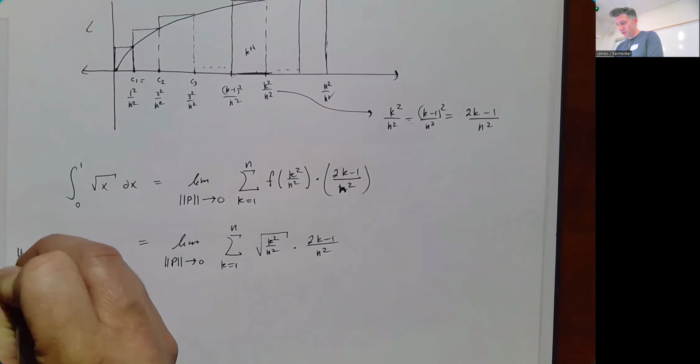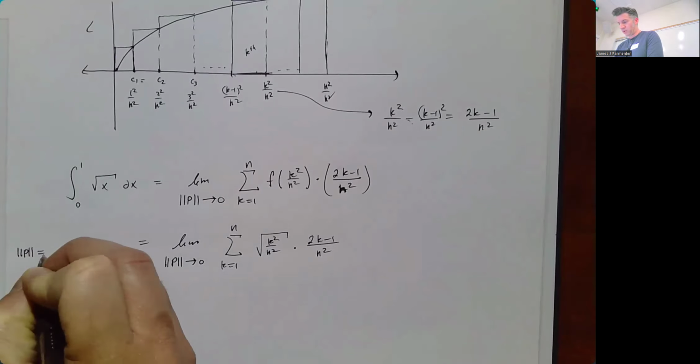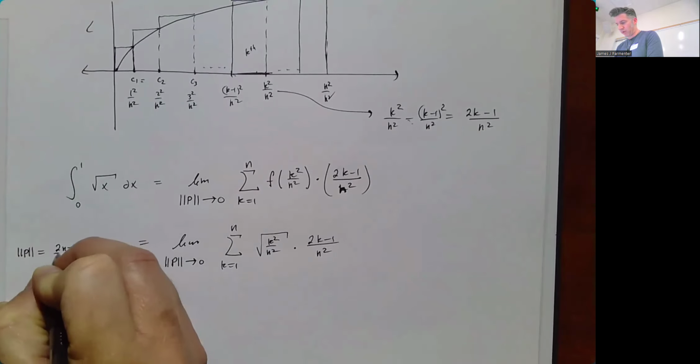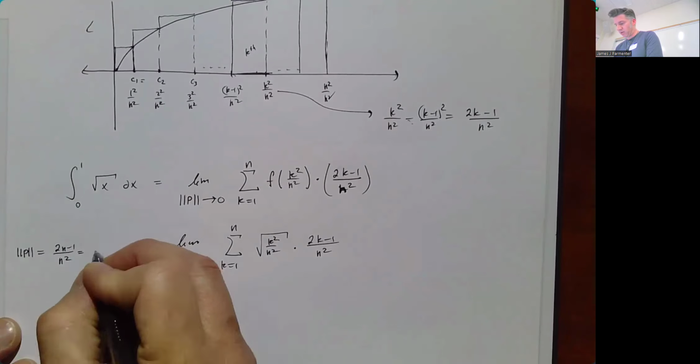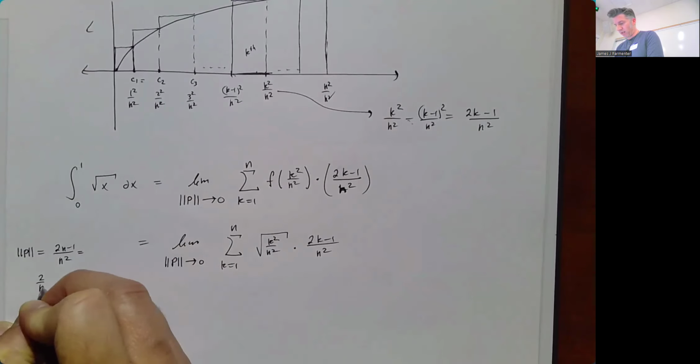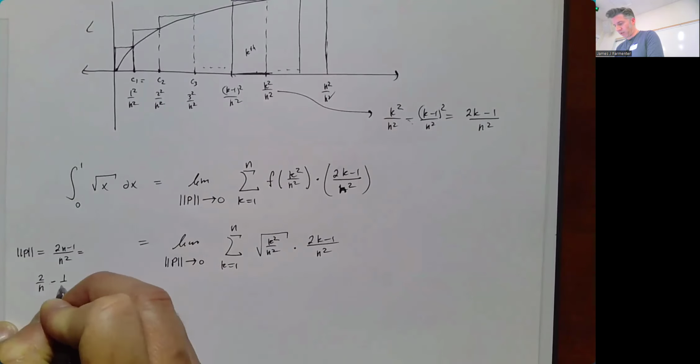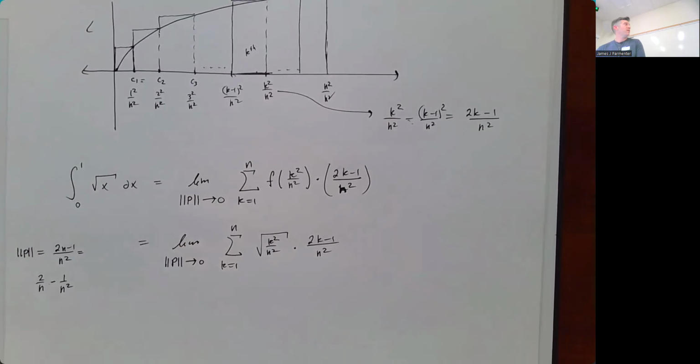Observe the norm of P being equal to 2n minus 1 over n squared. If this is going to 0, well, let's rewrite it. This is really equal to 2 over n minus 1 over n squared. The only way for that to go to 0 is if n gets larger and larger. So typically, the norm going to 0 means the number of subintervals has to get larger and larger. There's no other real option.